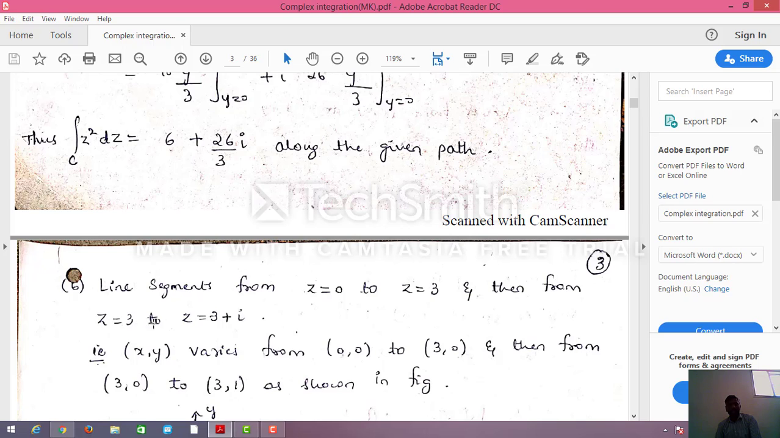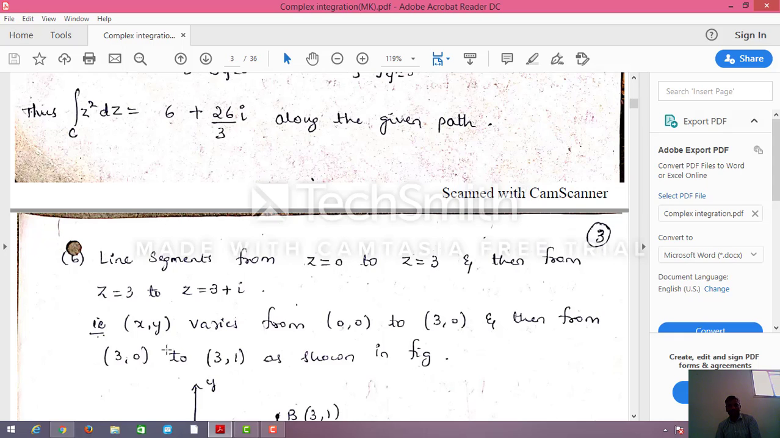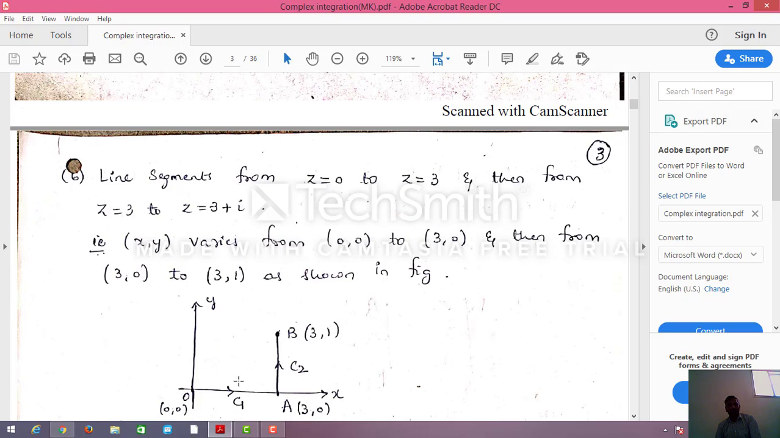Then from z equal to 3 to 3 plus i. This is a given thing. So z equal to 0 to 3 means x varies from, what is that? 0, 0 to 3, 0. Z equal to 3 to 3 plus i means 3, 0 to 3, 1, as shown in the figure. Now what will you write? This is z equal to 0 up to 3. Then 3 to 3 plus i means this line. See, z equal to 0 to 3 means the C1 curve or C1 line. Z equal to 3 to 3 plus i is the C2 line. So the points we are taking are 0, 0 to 3, 0, then 3, 0 to 3, 1.